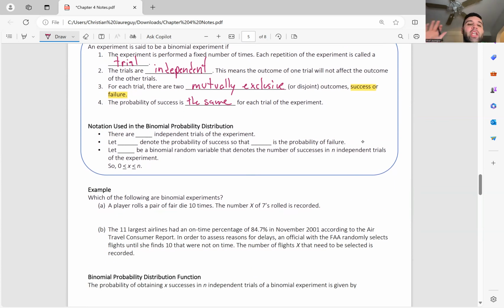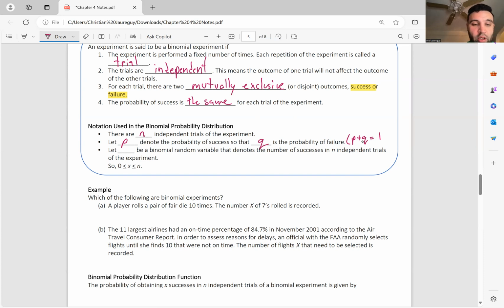So just some notation to get used to. There are n independent trials. So the sample size is n. We're going to let P denote the probability of success, which means Q is the probability of failure. And if that's the case, we know that P plus Q must add to 1, right? That's the only way that can be true. P plus Q must add to 1.